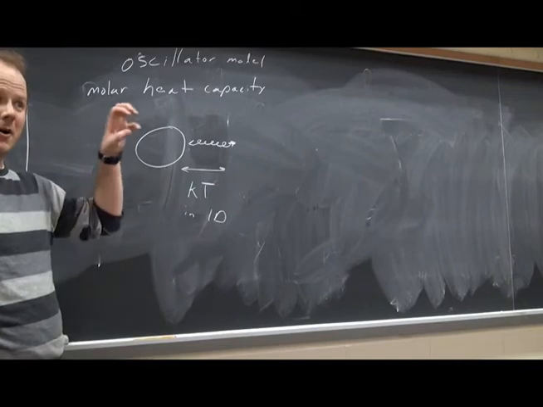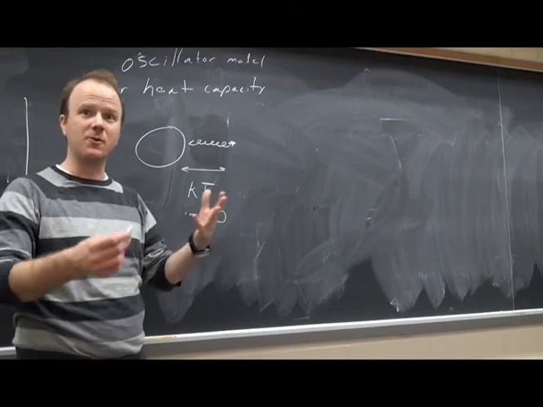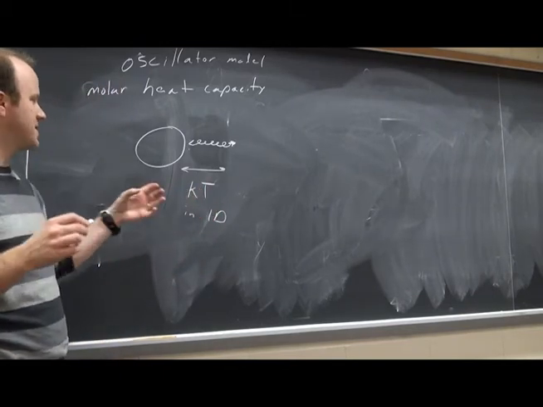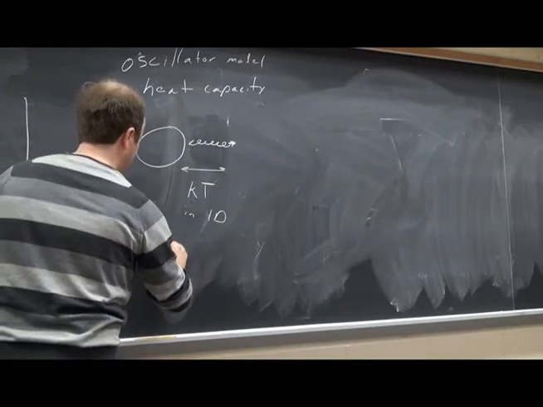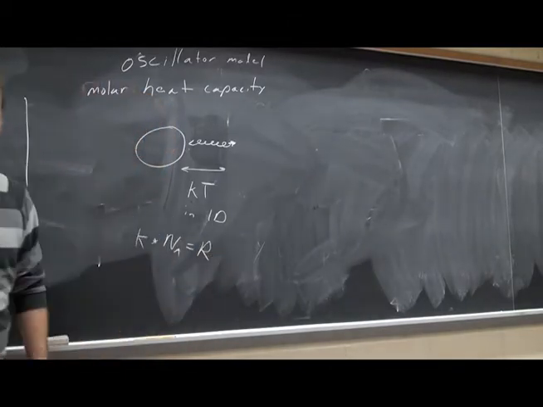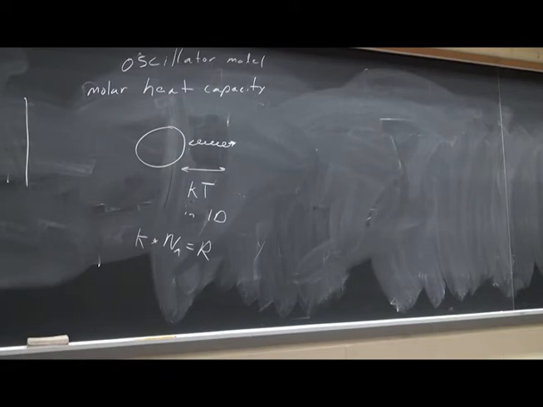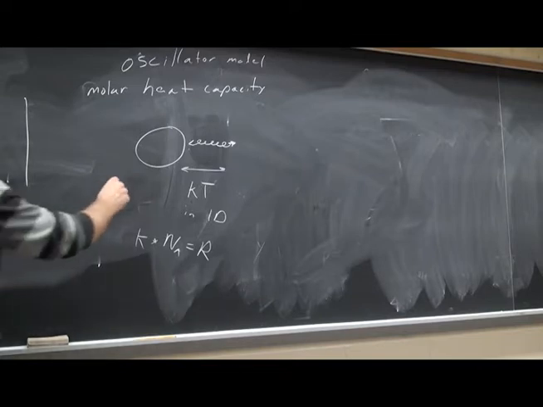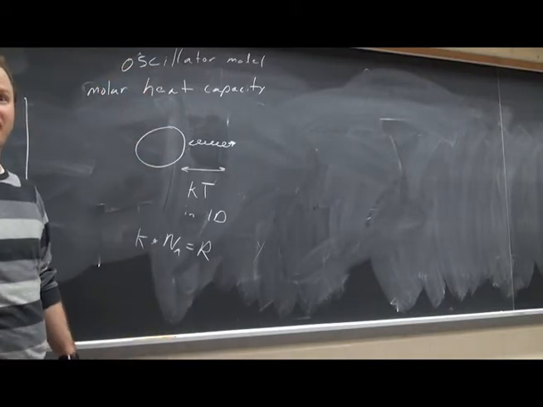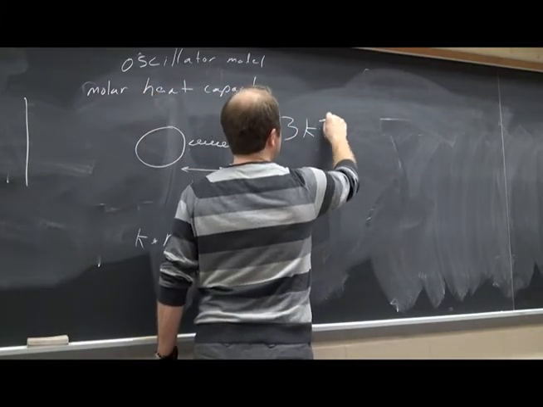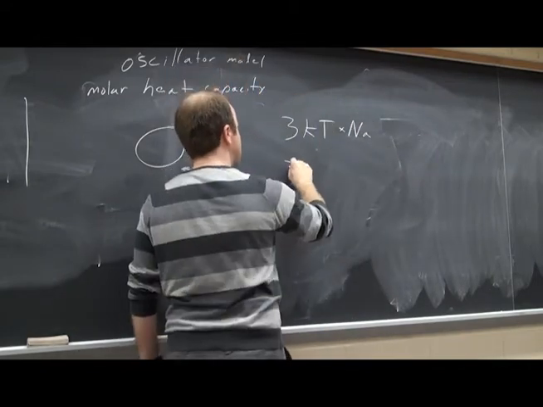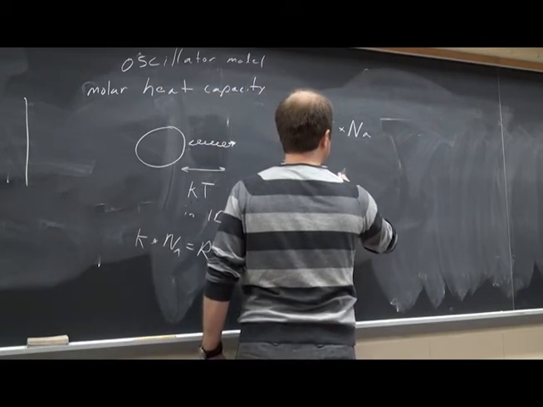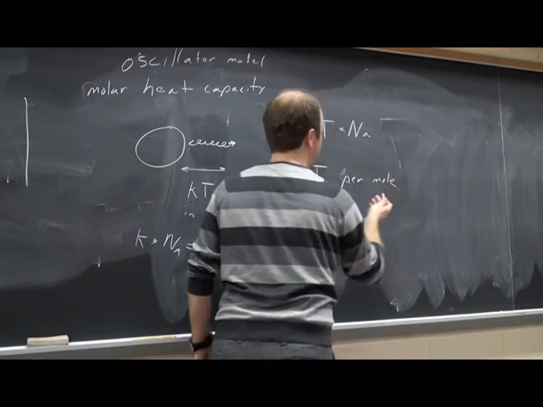So k is per particle, or per atom, per molecule, whatever. If I have a mole of stuff, what do I use? R. Yeah. k times N_A equals R. So you can figure out the units. I'm just going to check, make sure that this is actually recording. Okay, great. So now kT describes how much energy this thing has in 1D. How much energy is it going to have in 3D? 3kT. Times N_A for moles, which is 3RT per mole.